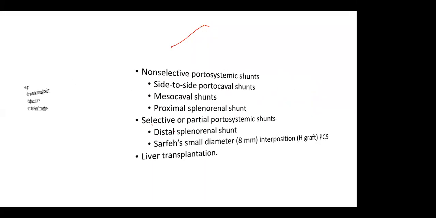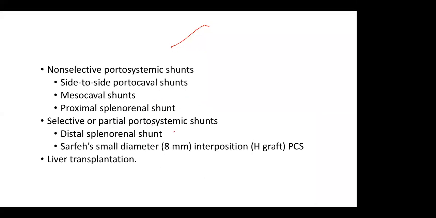Surgery includes esophagogastric devascularization by Sugiura or the modified Hassab operation, and in Sudan the commonest is the Hassab procedure. Non-selective shunts are the side-to-side portocaval, mesocaval or splenorenal shunt, and selective ones are the distal splenorenal shunt or small-diameter interposition H graft, for example autogenous or artificial. The best of all these measures is liver transplantation.